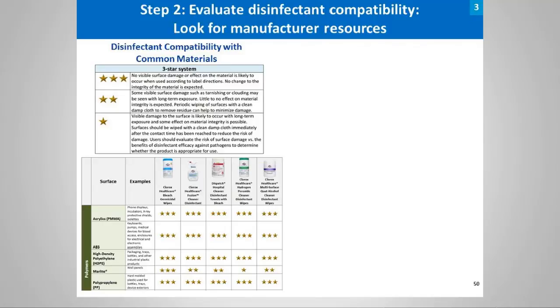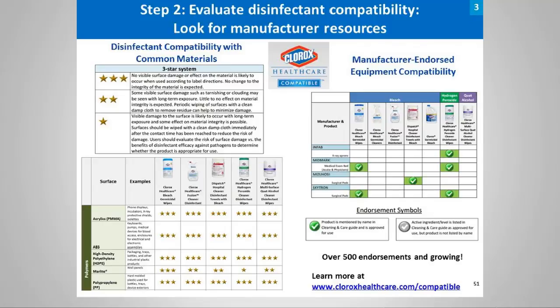This happens to be the Clorox 3-star system. What I like about it is if things are rated 2 or 3 stars, they're extremely surface compatible. For example, the 3 stars, there's no visible surface damage or effect on the materials. So take a look at the bottles. If they don't have a system like this, I would consider the Clorox products for surface compatibility. Also, there are many manufacturing endorsements. Midmark, for example, endorses the Clorox products.